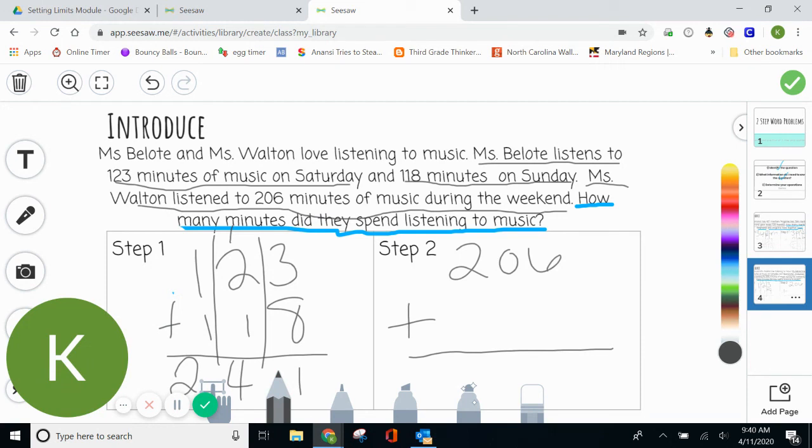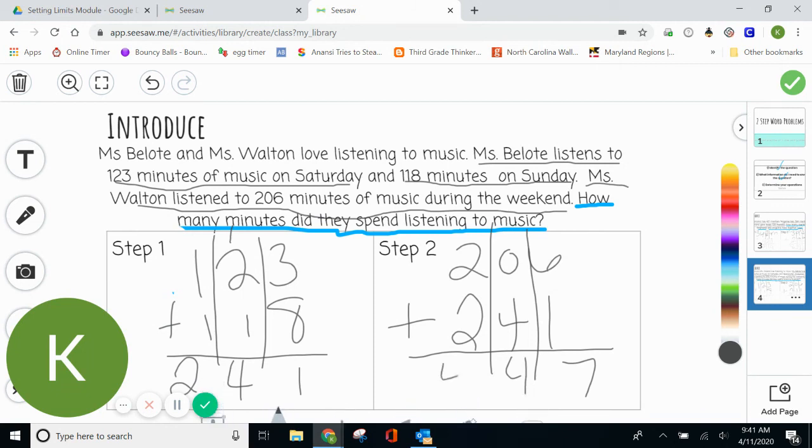Now that I know how much she listened to, I can add it to Miss Walton's total. 241 plus 206. 6 ones plus 1 one is going to be 7 ones. 0 tens plus 4 tens is going to be 4 tens. And 200s plus 200s is going to be 400s. That means Miss Walton and Miss Belote listened to 447 minutes of music over the weekend.